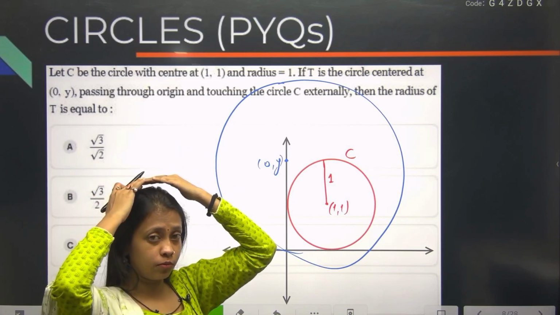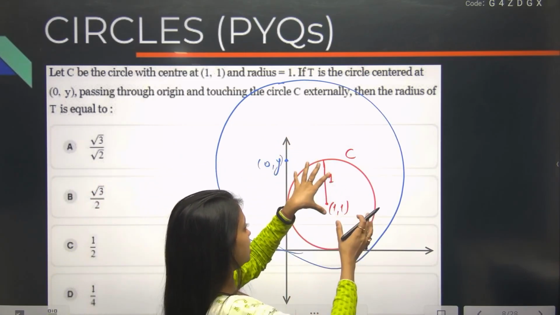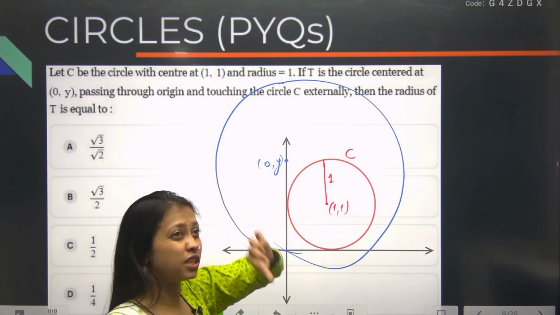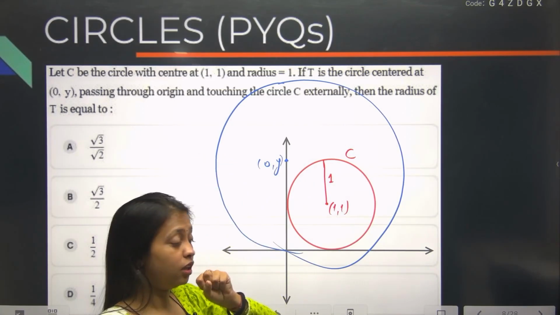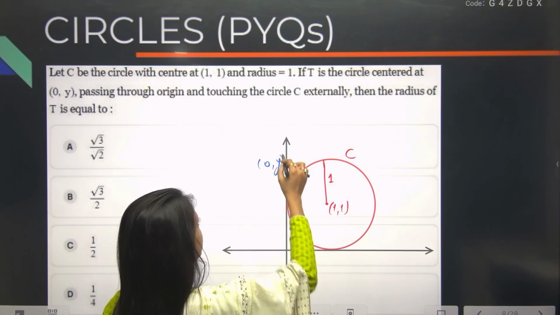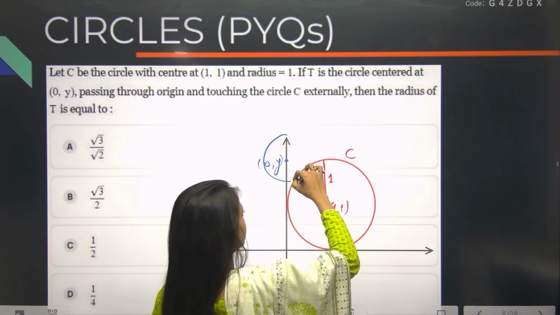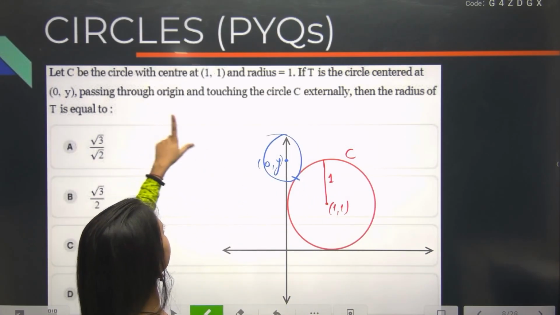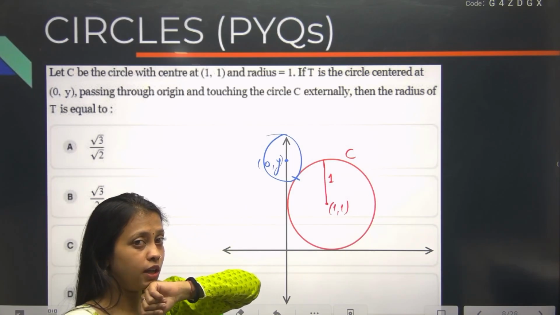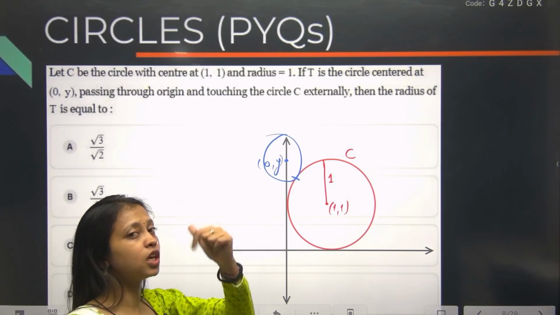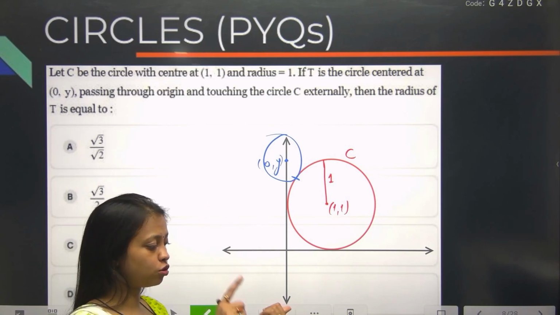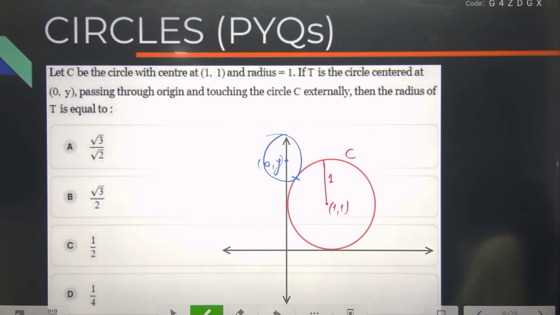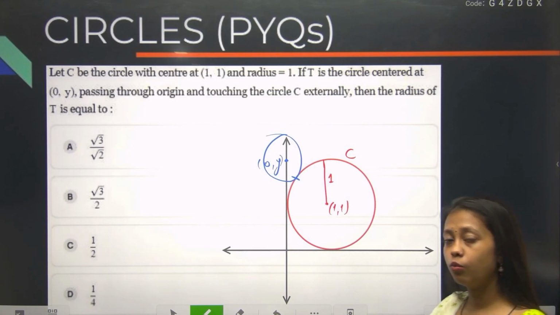Now that's a problem. My C is entirely lying inside or something like that. If it is touching externally, it's difficult. You see, touching externally means it has to be something like this. It only touches externally. But in that case, it doesn't pass through the origin. So where is this circle? Can you imagine where this circle is going, that it passes through the origin as well and touches the given circle C externally as well? So what's happening here?